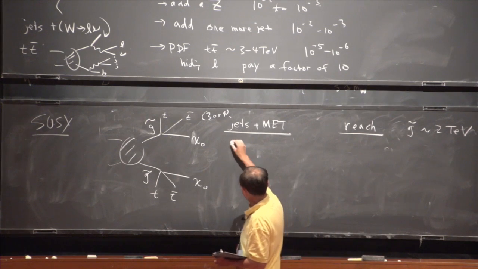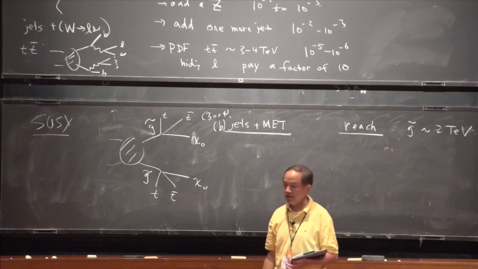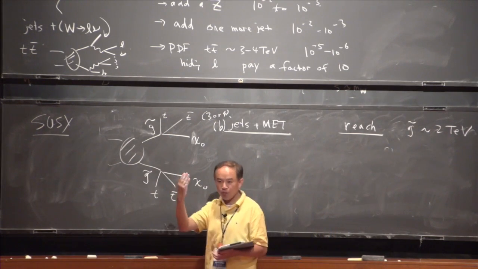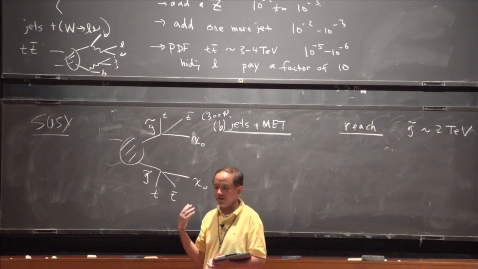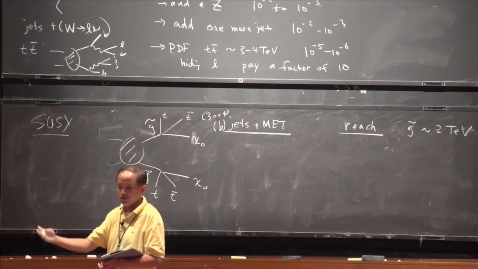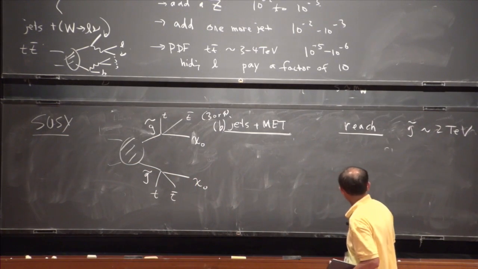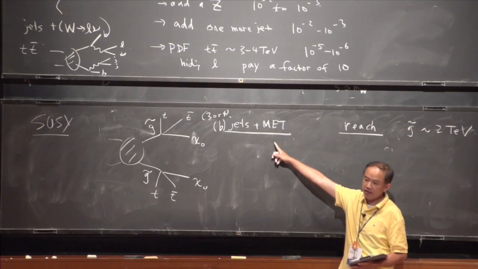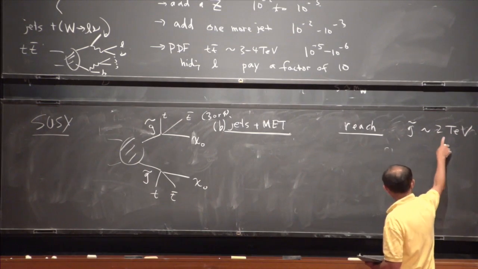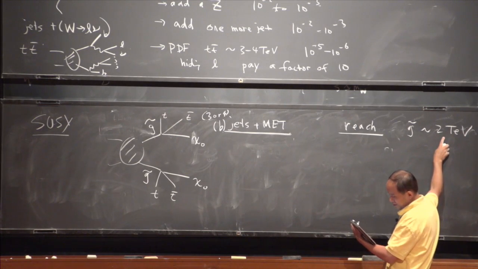So the general jets plus MET is still there, and perhaps you can have B jets. You can have B tags, because you have one, two, three, four Bs to begin with. You think you may have a reasonable chance of tagging two or three Bs. B tagging efficiency is usually 60-70%. It turns out that you can still do this with the MET plus jets channel, and the current limit is still 2 TeV.